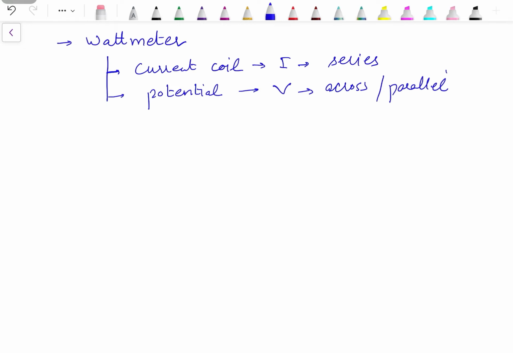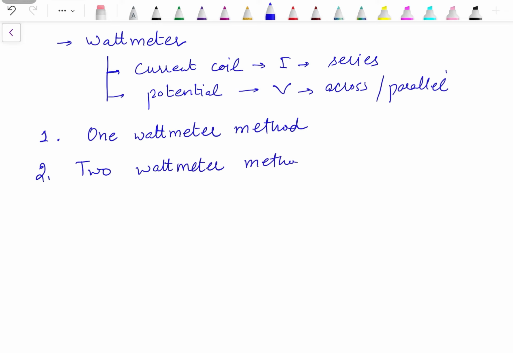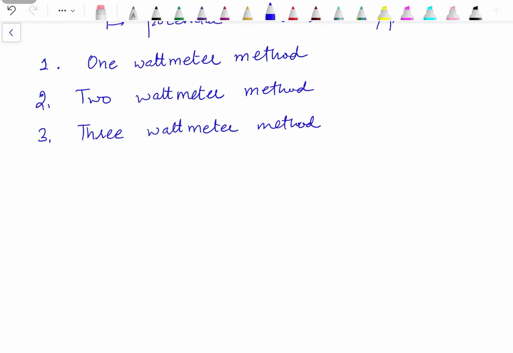Now for measurement of power in three-phase, we have three different choices. We can have the 1 wattmeter method, the 2nd one is the 2 wattmeter method, and the 3rd option is the 3 wattmeter method. From the names of these methods, it's clear how many wattmeters we are going to use. In the 1 wattmeter method, we use only 1 wattmeter, and that wattmeter can be connected in any of the phases.